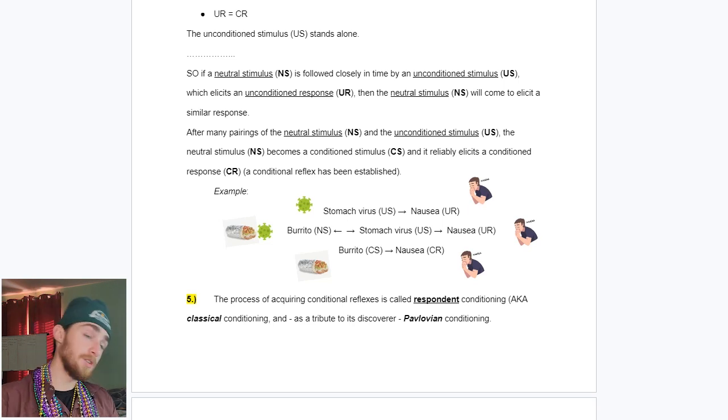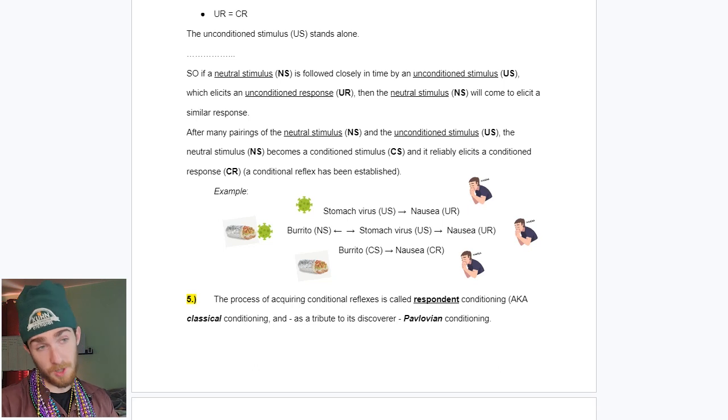A good example to illustrate this is stomach virus, right? Stomach virus is an unconditioned stimulus, and it elicits the response of nausea, an unconditioned response. You don't need to learn anything to know that a stomach virus causes nausea. It just does, right? So unconditioned stimulus, unconditioned response.